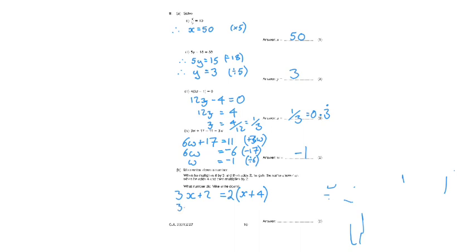Okay, so then we've got to solve this. 3x plus 2 equals 2x plus 8. So move the x's over there, so you get, take away 2x, you get x plus 2 equals 8. Take away 2, x equals 6. There we go.